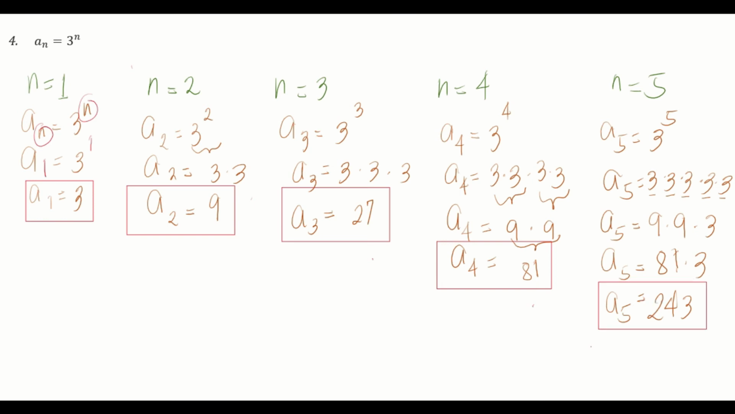From our general rule, a sub n equals 3 to the power of n, substituting 1, 2, 3, 4, 5 to our variable n to get our first, second, third, fourth, and fifth terms, we can obtain the sequence 3, 9, 27, 81, and 243, the first 5 terms of the given sequence.